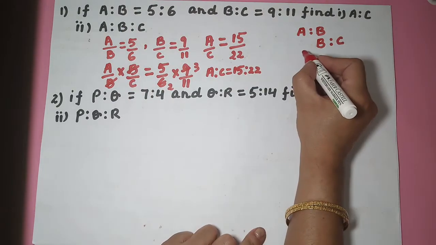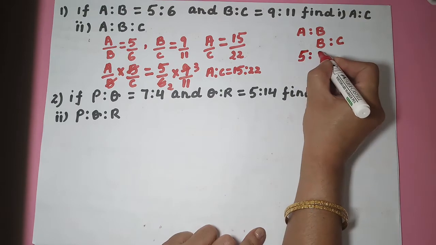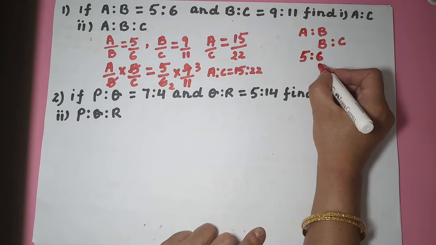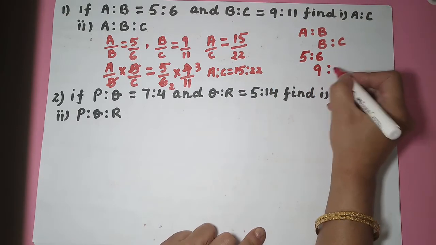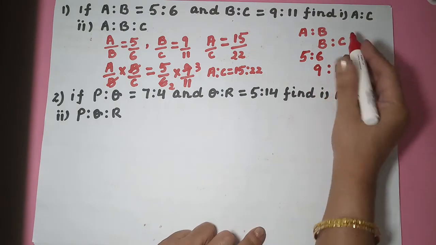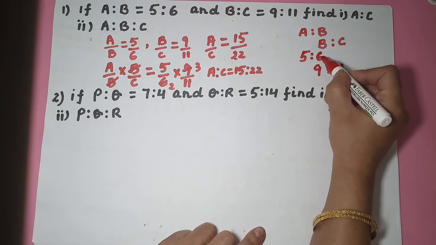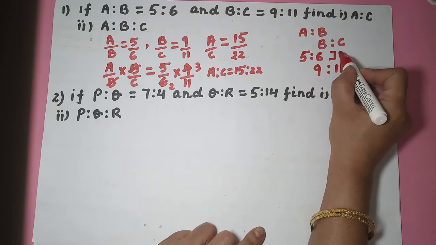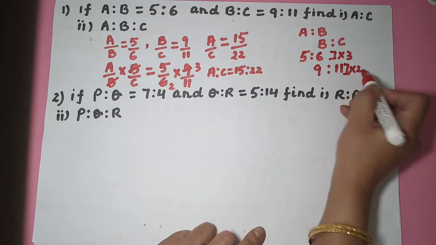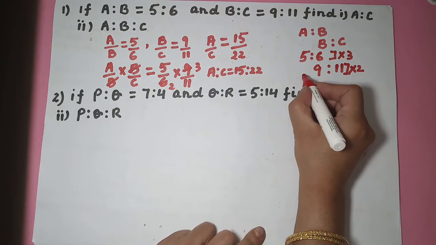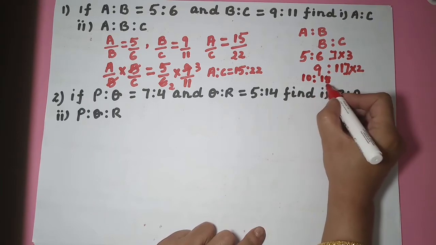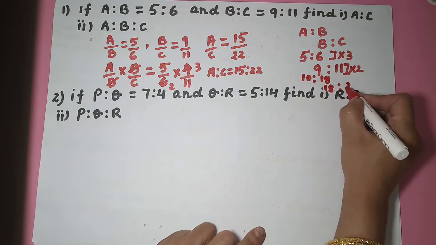So let's write what is my A is to B? 5 is to 6. And what is my B is to C? 9 is to 11. So 9 I have to write just below this is to 11. Right? So what do I do with this in order to make this same? I take the LCM. What is the LCM between 6 and 9? It's 18. That means I am going to multiply this by 3 and this by 2. So what do I get? I will get 10 is to 18 and here 18 is to 22.